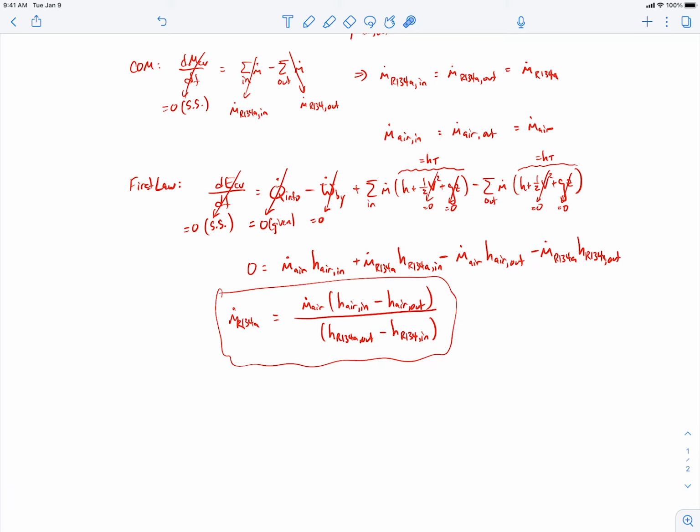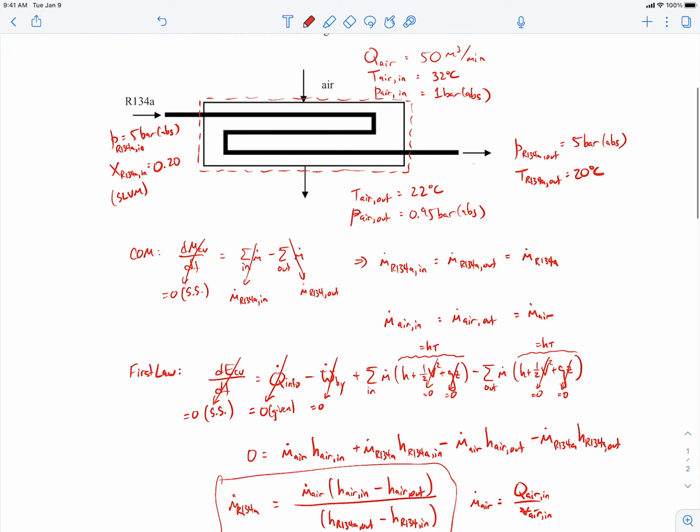So to find the mass flow rate of the air, I talked about this a moment ago. This will be the volumetric flow rate of the air divided by the specific volume of the air. And I'm going to do this specifically at the inlet, because that's where that information is given, right up here. This would be the volumetric flow rate of the air coming in. So I'm given the Q, or the volumetric flow rate coming in.